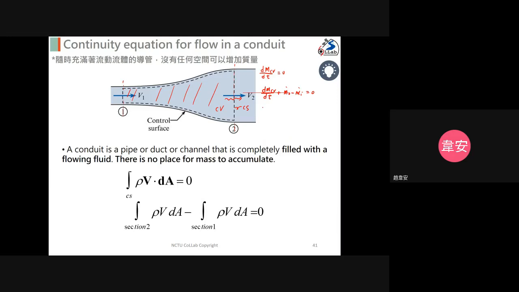Okay, so the general formula is d/dt, and then we need to process the integration of rho dV along the control volume, plus the integration along the control surface, where rho is the fluid density multiplied by the velocity field vector, dot product with the cross-section area vector.